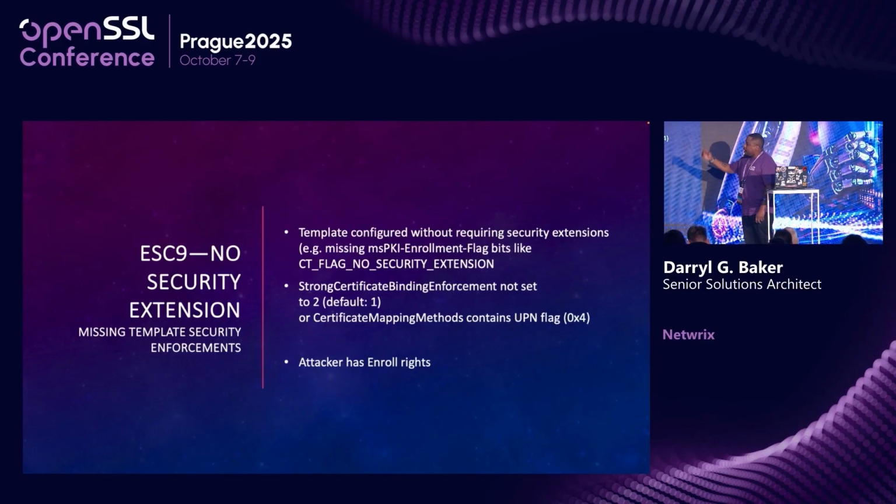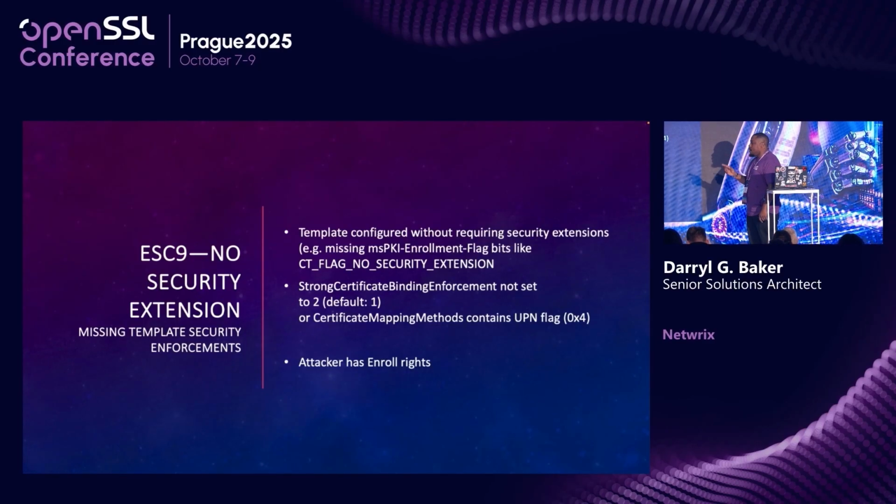So typically, this flag, no security extension, will be missing for the MSPKI enrollment flag, which is inside of the object itself in Active Directory. So with OpenSSL, you won't see this. You won't know that this is here by default. The strong certificate binding enforcement, not set to 2 or 1. Generally speaking, if you see that set to 0, if you have the ability to see that inside of Active Directory, that's a bad day for everybody.